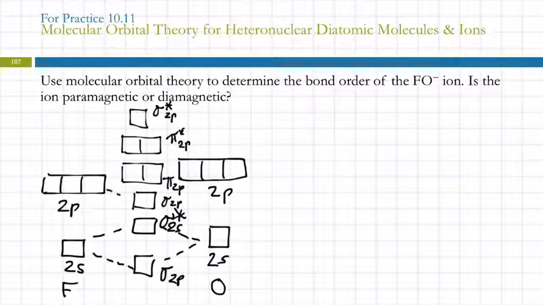Is the bond sigma 2s? Yes, that should be an S. Thank you. So we've got sigma 2s, sigma star 2s, sigma 2p, pi 2p, pi star 2p, sigma star 2p. Isn't this fun? You can say no.